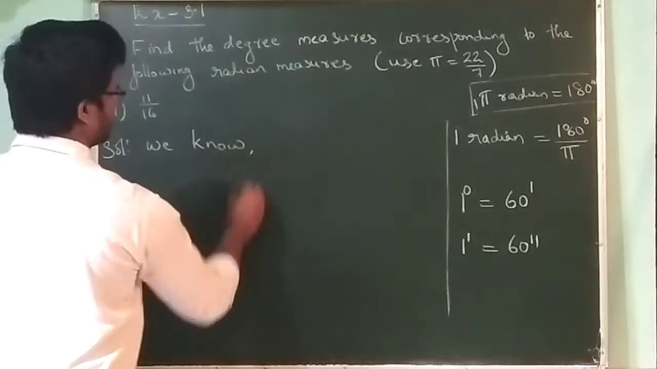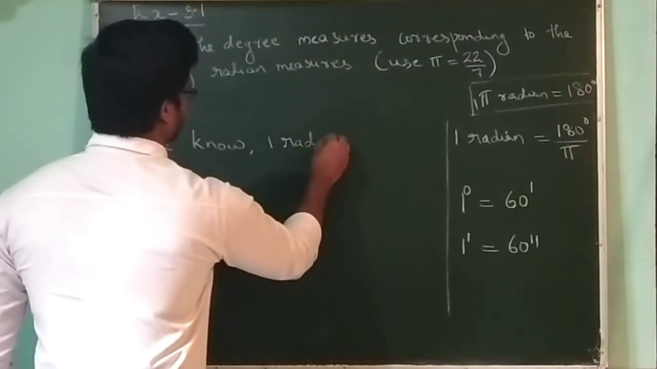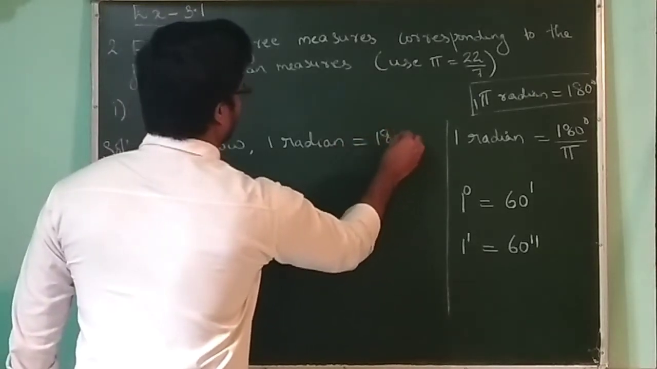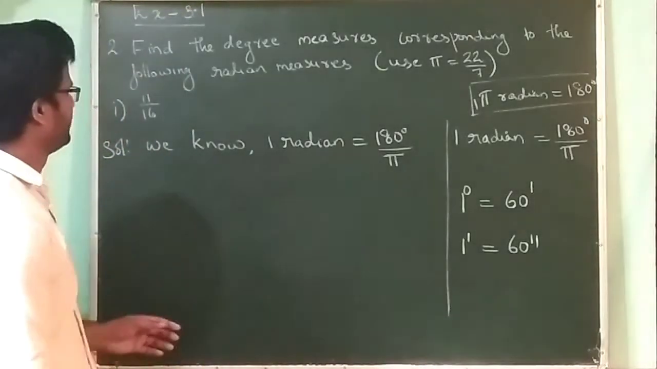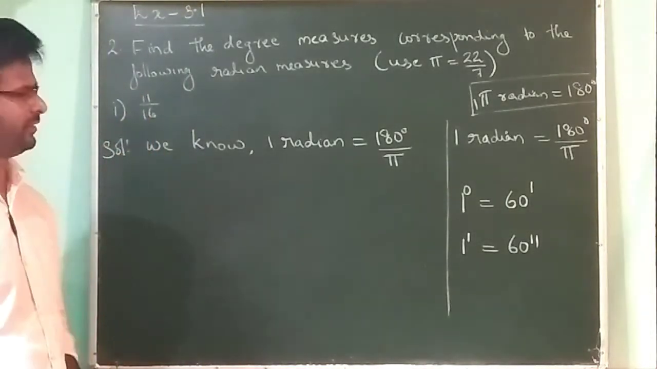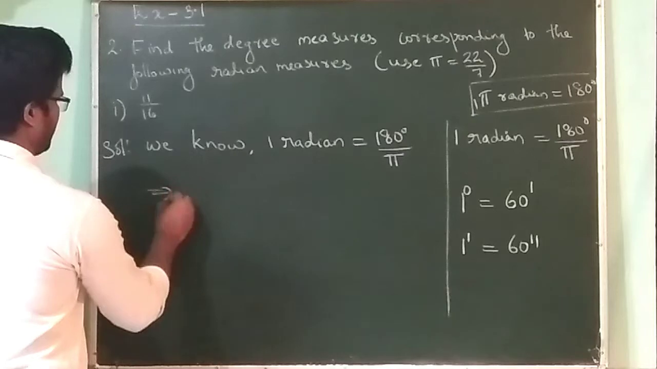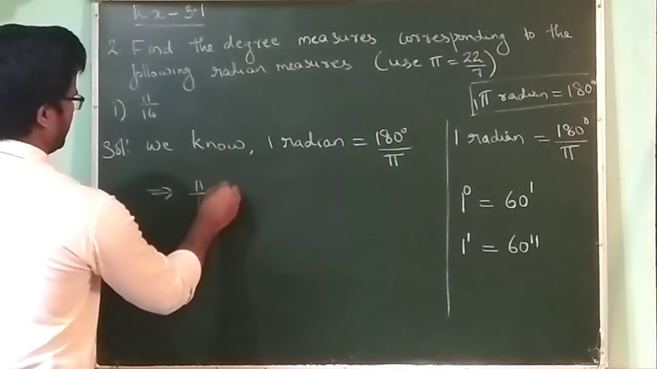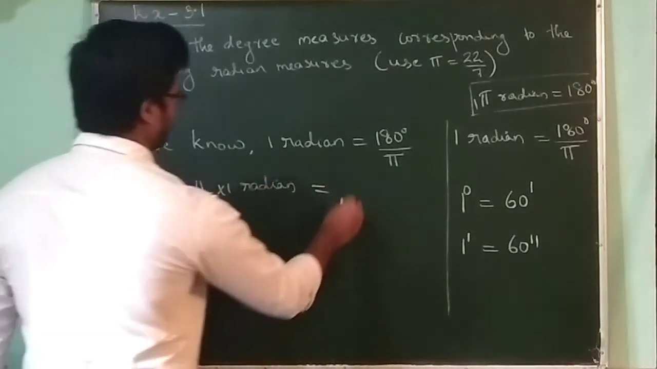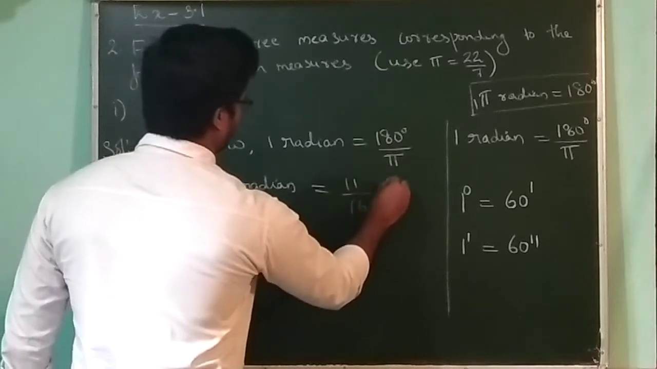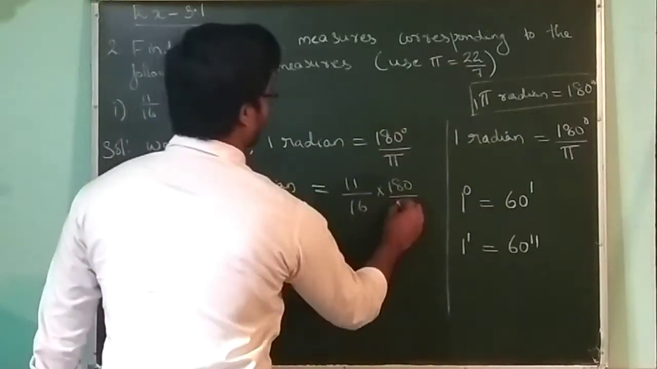We know that first we can write this common formula. 1 radian equal to 180 divided by pi. Then in here 11 by 16 radian is given, isn't it? Both sides just multiply with 11 by 16. How can I write? 11 by 16 into 1 radian equal to, on the right side also, 11 by 16 into 180 divided by pi. Pi means 22 by 7.